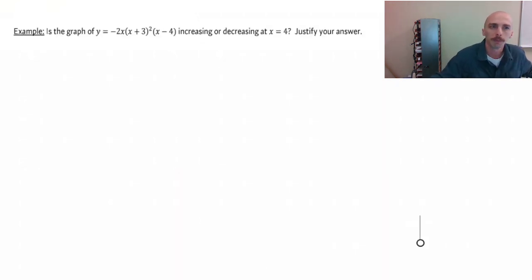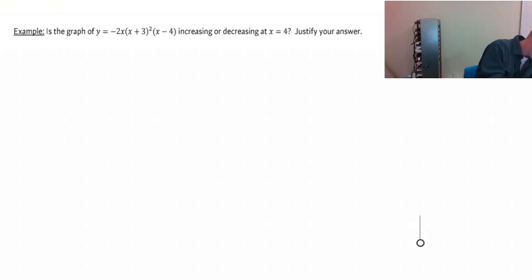All right, let's work another example. So, I don't know what happened here, all crunched up. Is the graph of y equals -2x times (x plus 3) squared times (x minus 4) increasing or decreasing at x equals 4? And justify your answer. Okay, so what we're going to do to answer this question is start by sketching the graph. And then hopefully our sketch should make it obvious to us whether the function's increasing or decreasing at that particular coordinate.